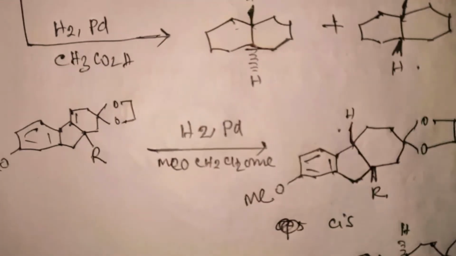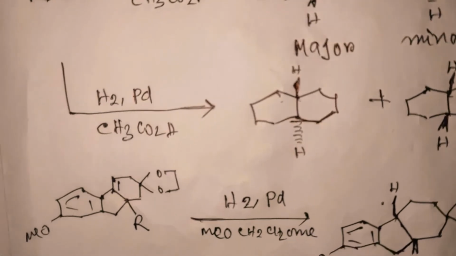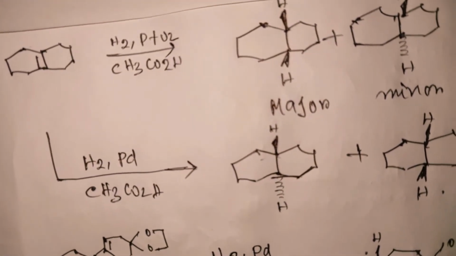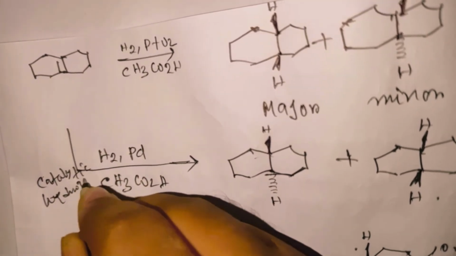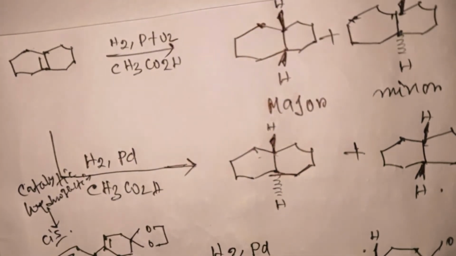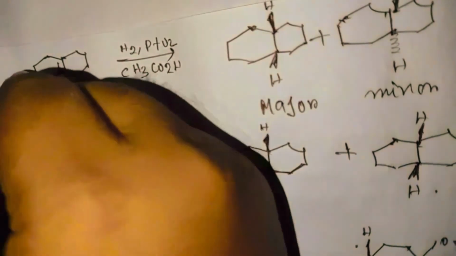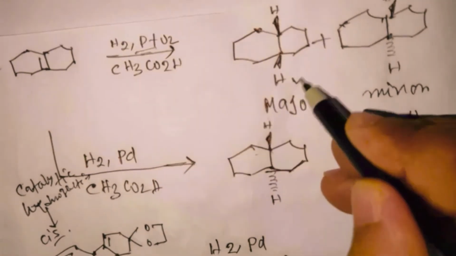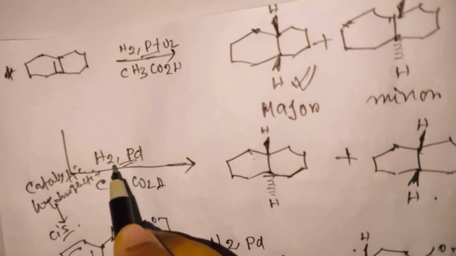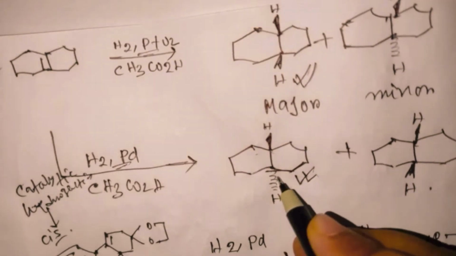Next thing is very important. This is one olefin. Generally, by catalytic hydrogenation we get the cis product, but sometimes we get the trans product too. So here is the example, and it is very important: if we use hydrogen with platinum oxide as a catalyst, then we get cis as the major product, and if we use palladium, then we get trans as the major product.